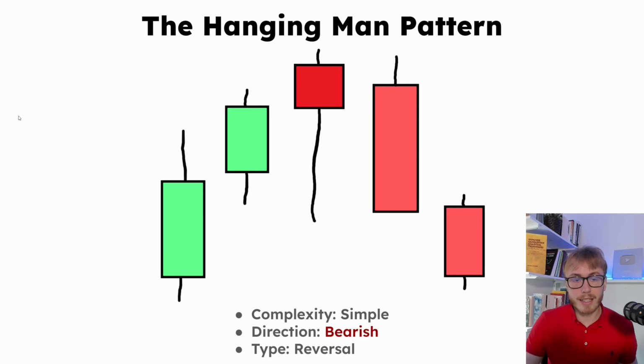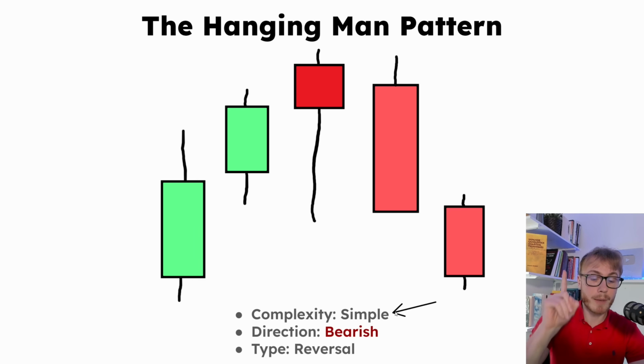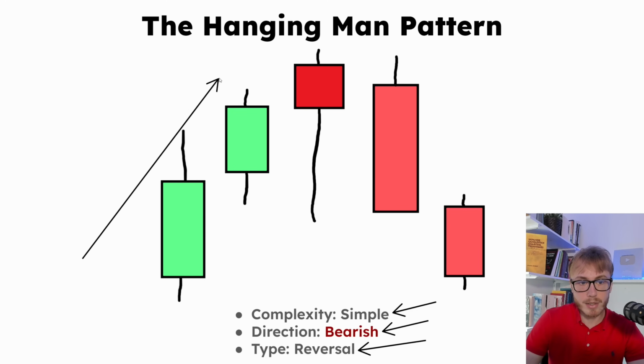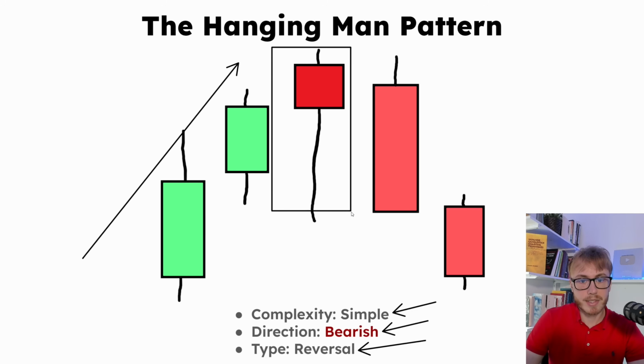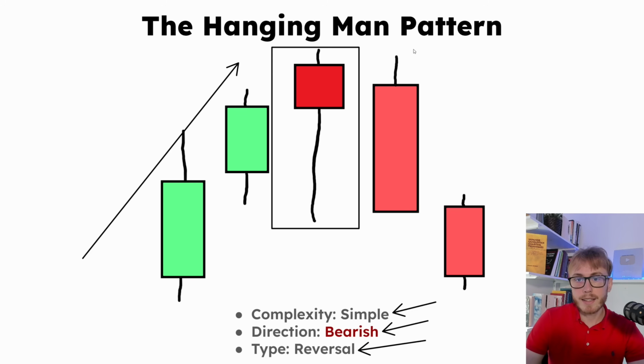Alright, so now let's take a look at the hanging man pattern. The hanging man is a pretty wild name, but the pattern is simple. It consists of only one candlestick. The direction here is bearish and the type is a reversal. So before the pattern appears, we have an uptrend. Then this right here is the actual pattern. And the goal here is to reverse the price to the downside.